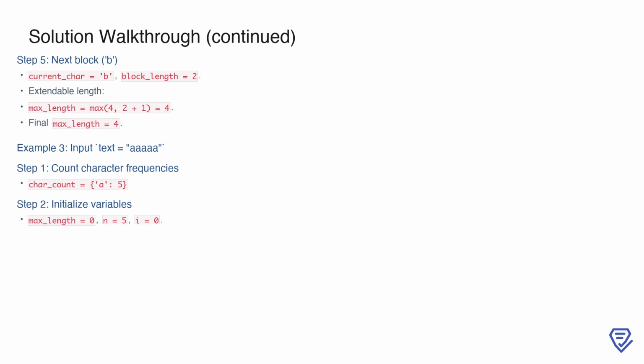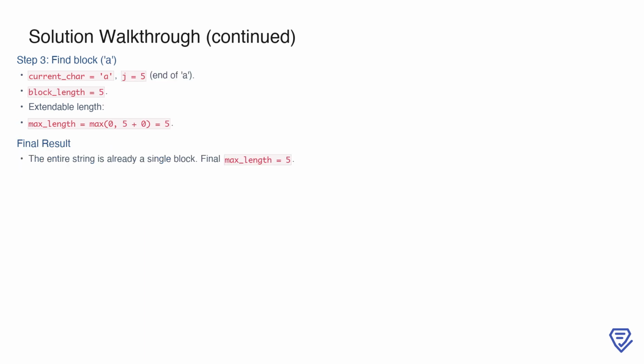As usual, we initialize max_length to 0, and the length of the string k is 5. The pointer i is again set to 0. In this example, the entire string consists of a single block of the character a. The pointer j increments until it reaches the end of the string, giving us a block length of 5.